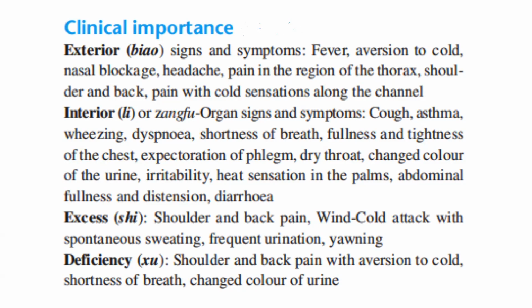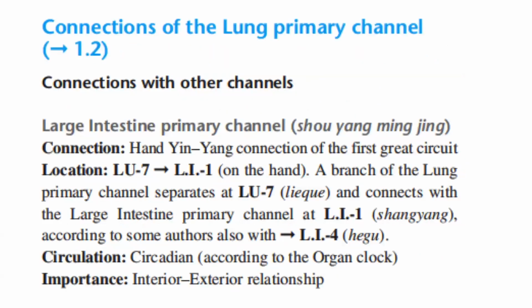the chest, expectoration of phlegm, dry throat, changed color of the urine, irritability, heat sensation in the palms, abdominal fullness and distension and diarrhea. Excess symptoms are shoulder and back pain, wind cold attack with spontaneous sweating, frequent urination, and yawning. Deficiency symptoms are shoulder and back pain with aversion to cold, shortness of breath, changed color of urine.